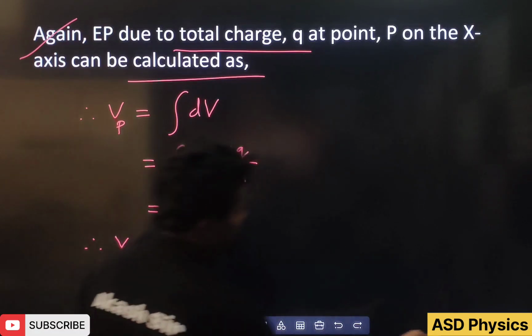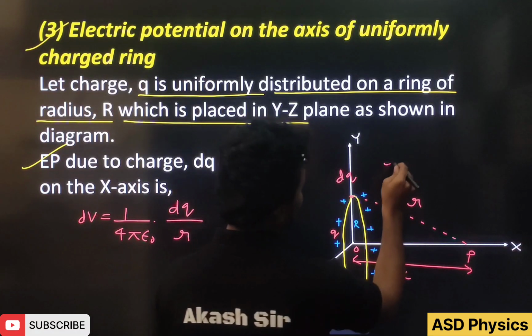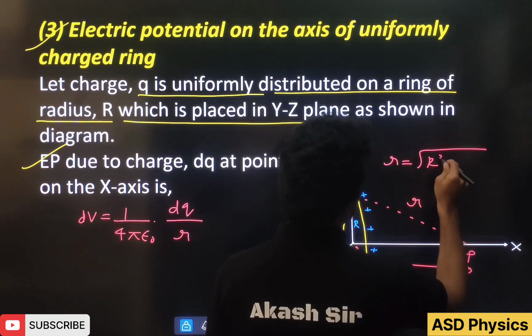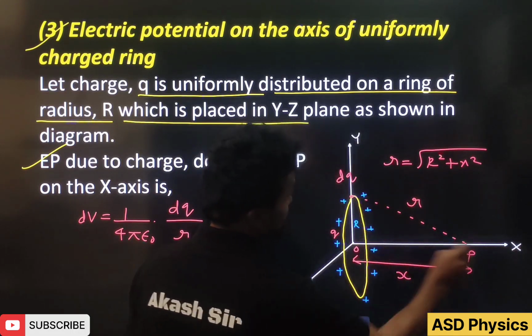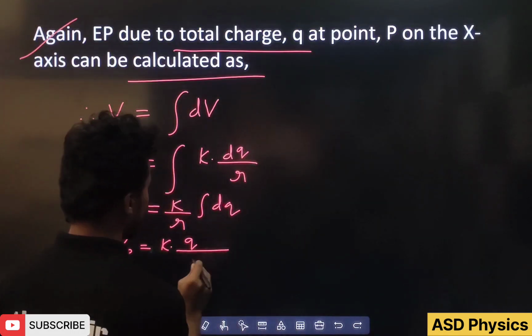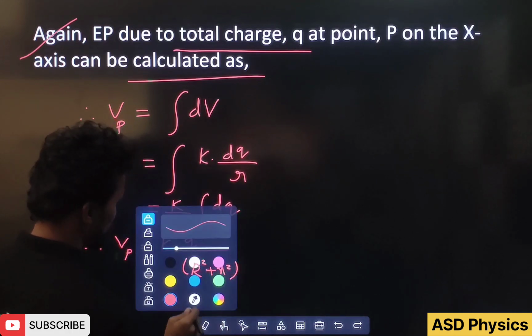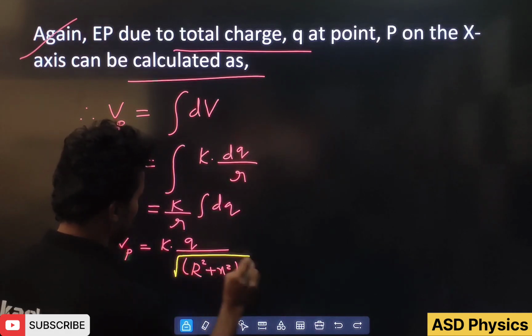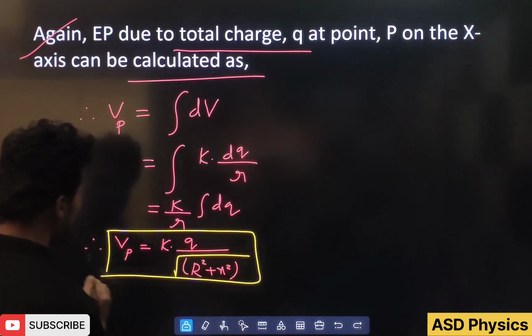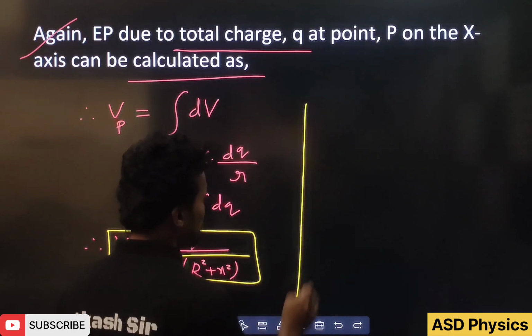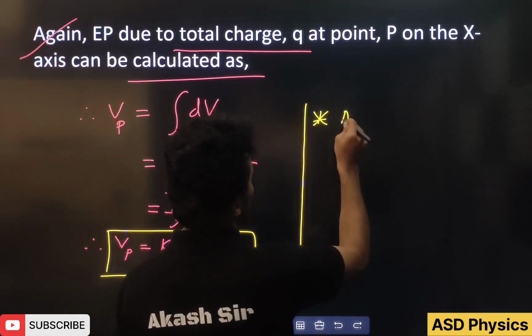how much here? Q, and from the Pythagoras theorem, this small r, how much here? This one is square root of r square plus x square. You can see one triangle here. Okay, so we can write here, students, this one as square root of r square plus x square. This potential is where? At point P.